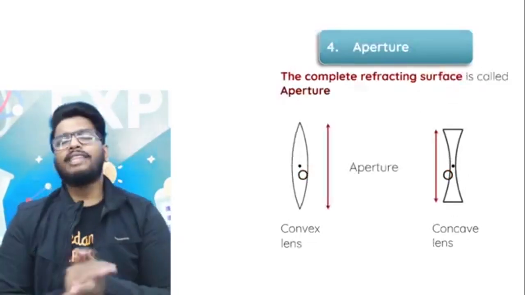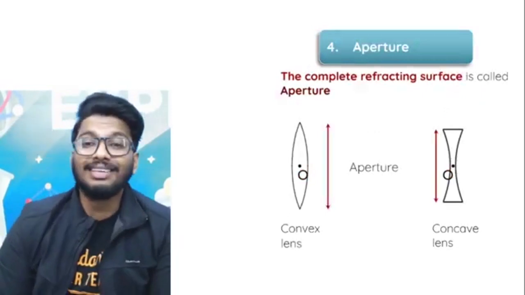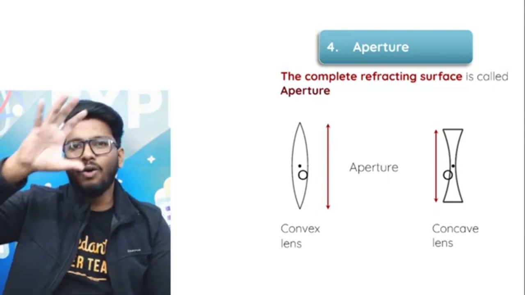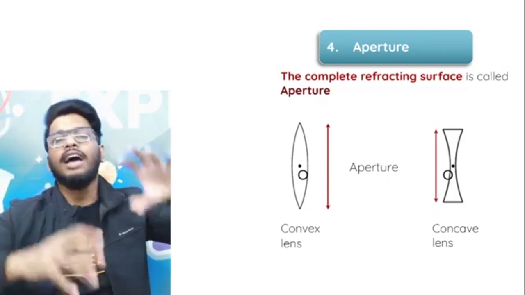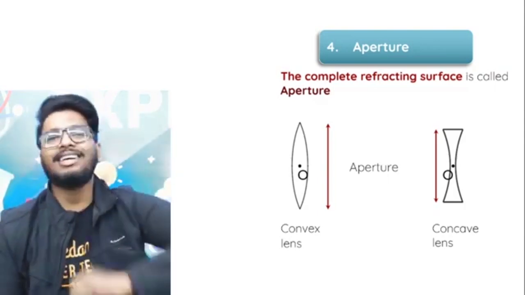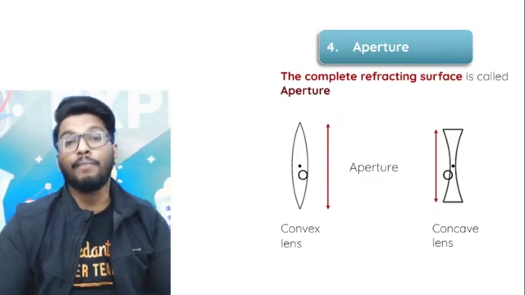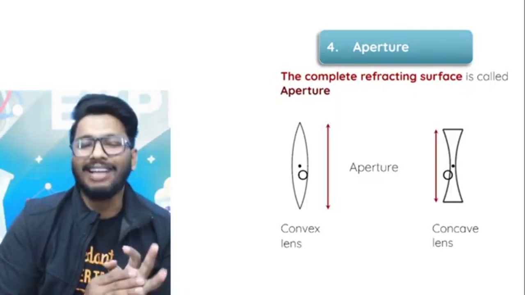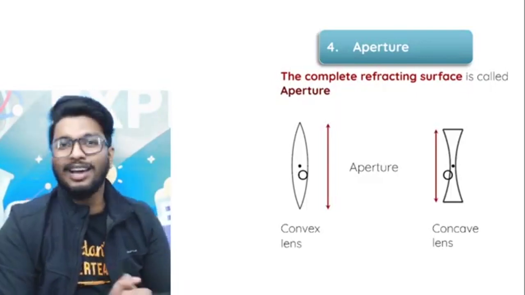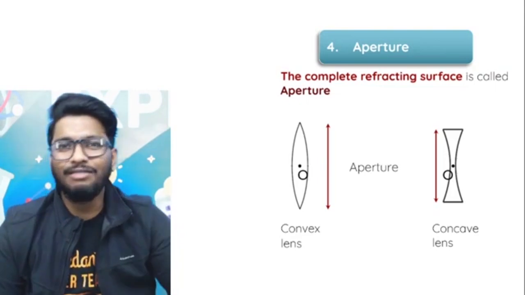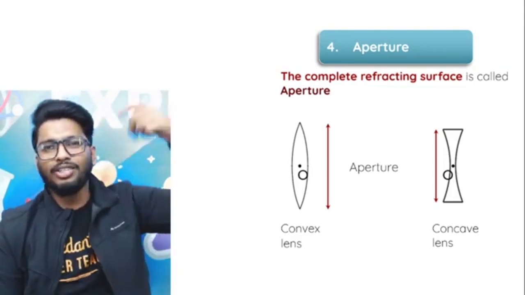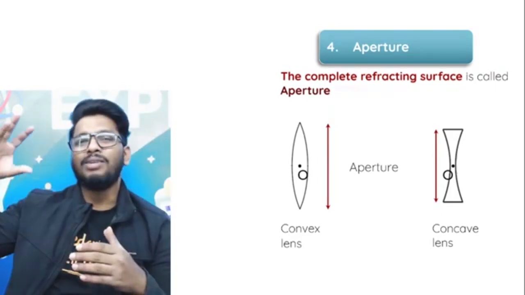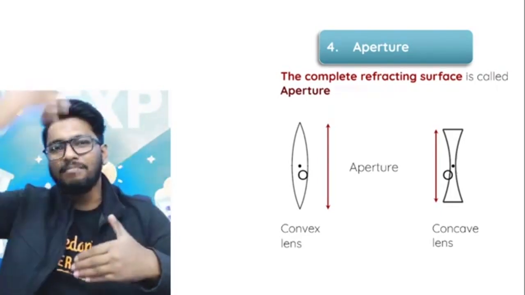Moving on, the next one is the aperture. Aperture is nothing but the complete refracting surface. In other words, the whole surface where light can fall and undergo refraction is what is called your aperture. The bigger the aperture, the more light it can collect, which means you'll have a brighter, better image as well. You've probably heard in recent phones about 1.2 aperture, 1.3 aperture and so on. The aperture tells you how much light it can gather, because obviously it's a complete refracting surface.